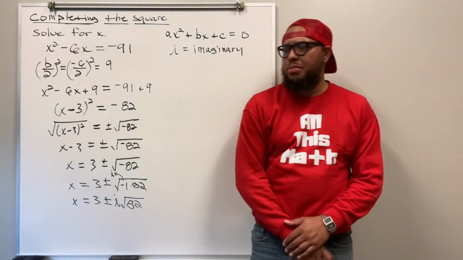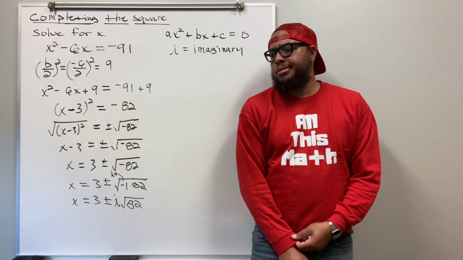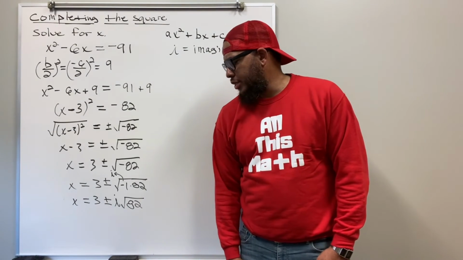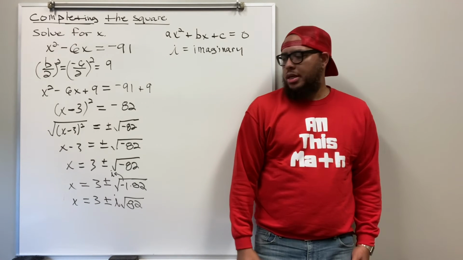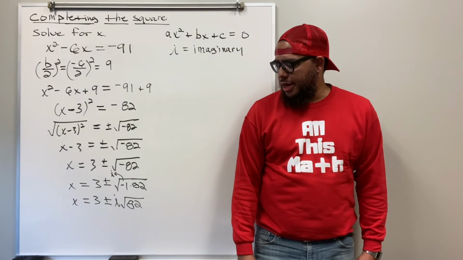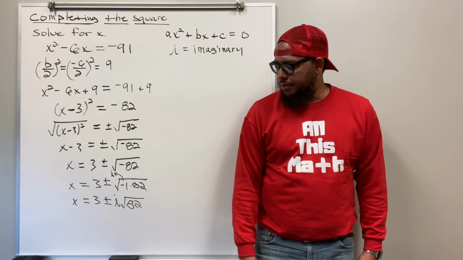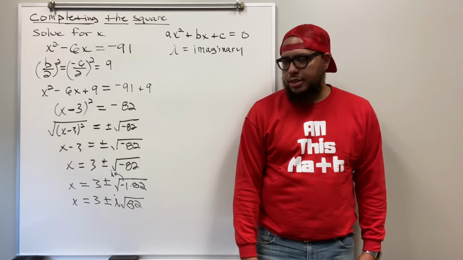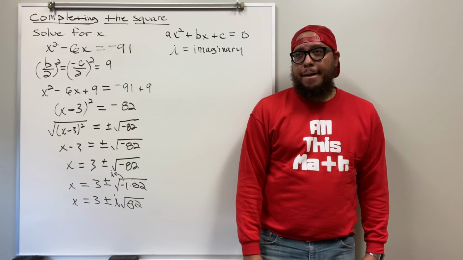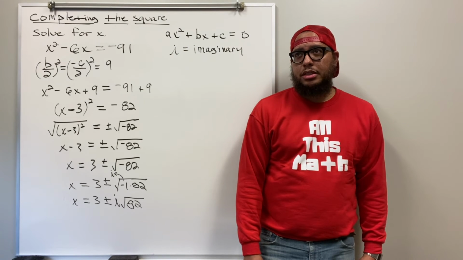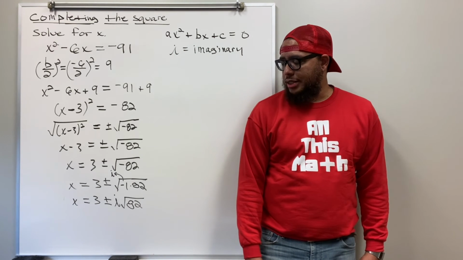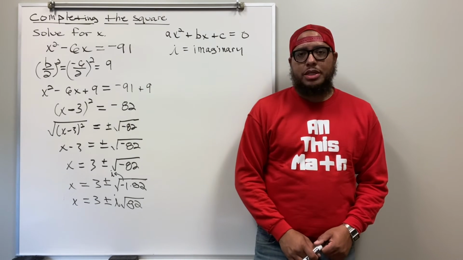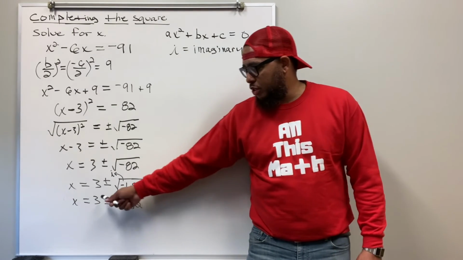And then we think about it, can we break 82 down? The factors of 82 are 2 times 41. 82 doesn't have a lot of factors. It's not divisible by 4. It's not divisible by 6. Yeah, 82 does not have a lot of factors. So we can leave it as this. So this will be our final answer.